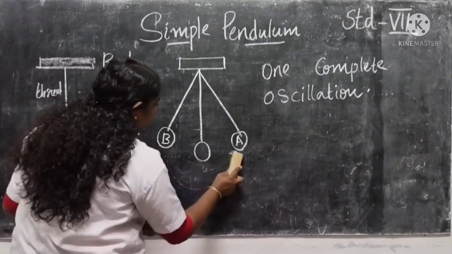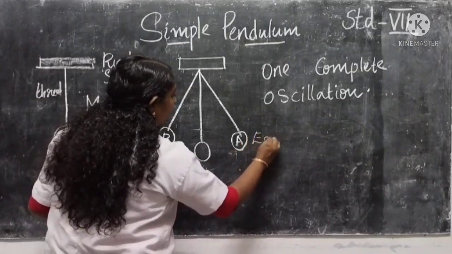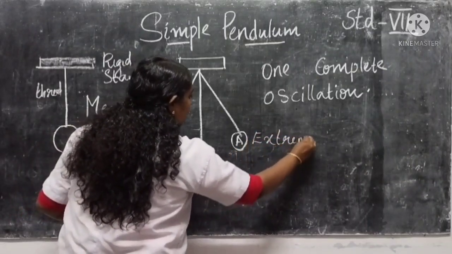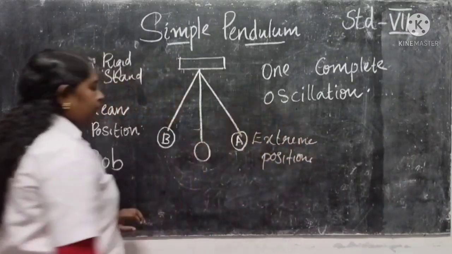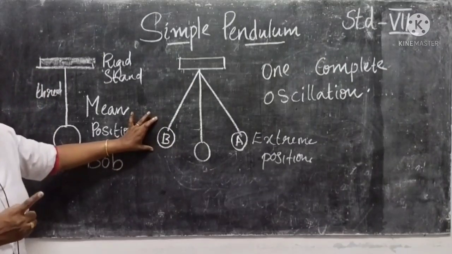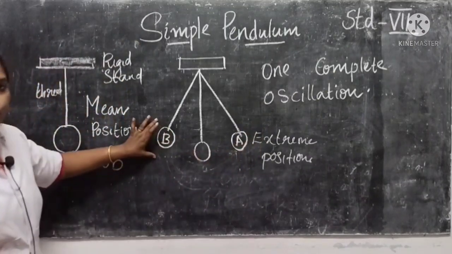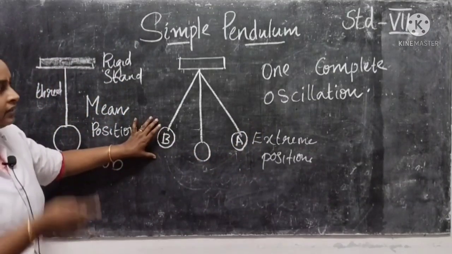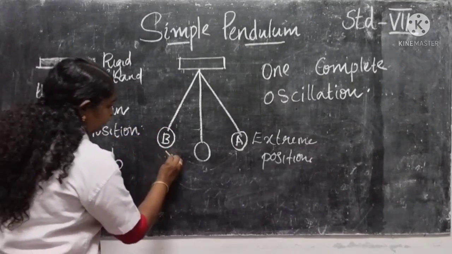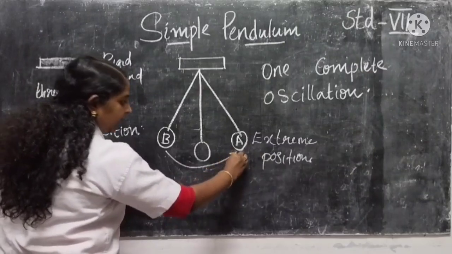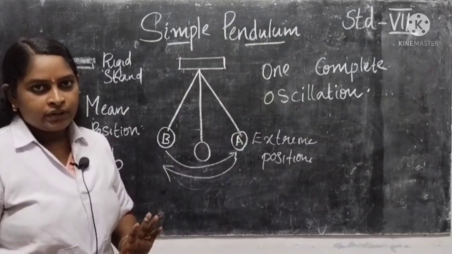Another method for finding one complete oscillation is that here A and B are known as extreme positions. When the bob starts from one extreme position, goes to the other extreme position and then backs to the first extreme position, it is also one complete oscillation. For example, when the bob starts from B, goes to A, then backs to B.